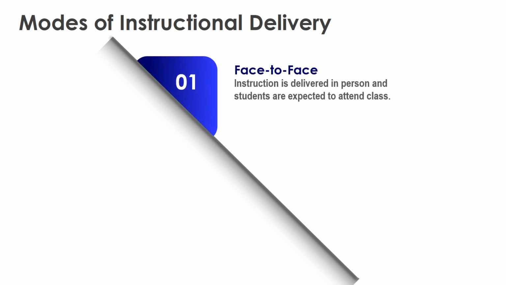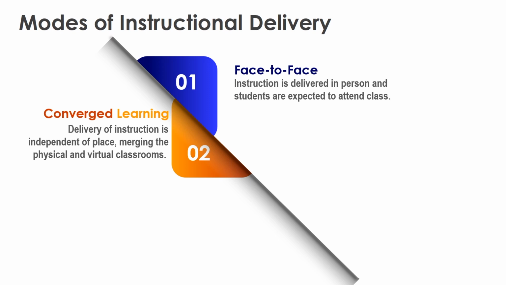Now, we will see what are the modes of instructional delivery. The basic one which we are following over the period of time is face to face instructional delivery. Here instruction is delivered in person and the students are expected to attend the class in a physical mode. Then what is converged learning? Here the delivery of instruction is independent of place, and it merges the physical and the virtual classrooms.